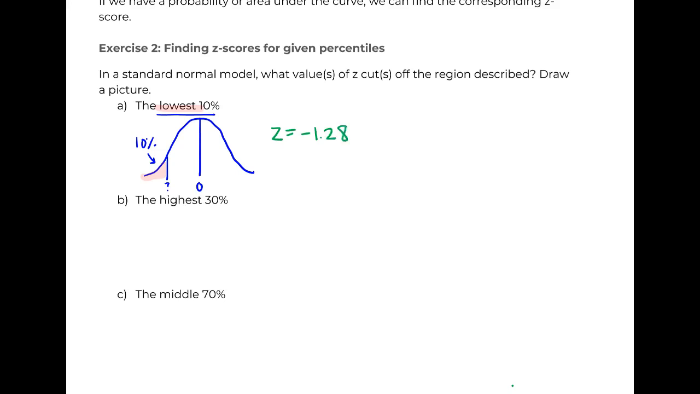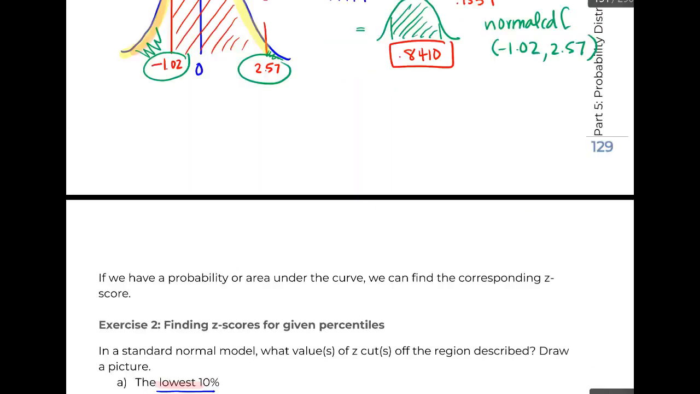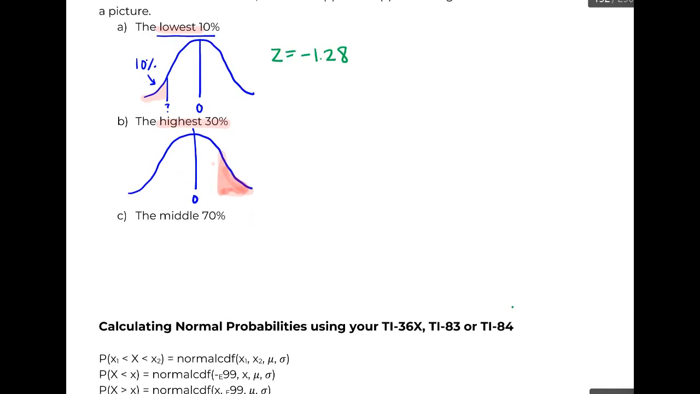Now, the only thing that changes with the other two is that we need to be clever. Remember, our table is giving us left side probabilities. So when we see something like the highest 30%, now we're shading until we get about 30% of the curve on the high side, right? So now we're shading a little bit more. We want to know exactly what that is. We know this is 30%. If we search the table for 0.3, we're going to get a negative z-score. We're going to get the z-score on this side, which is fine. We can just make it positive knowing that it's symmetric.